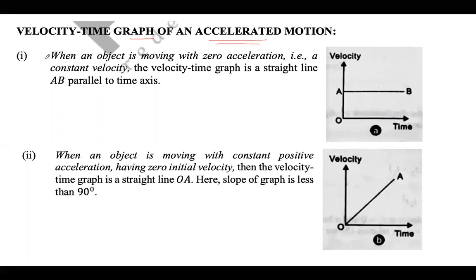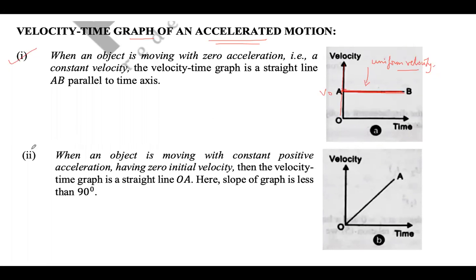So when an object is moving with zero acceleration, then in that case the velocity is constant. So VT graph for a uniformly moving object will be a line which is parallel to time axis, because at every point you will see that as time proceeds velocity remains constant, है ना? Velocity मान लो ये v naught था, तो ये v naught will be constant as time proceeds. So this is a graph for an object moving with uniform velocity.